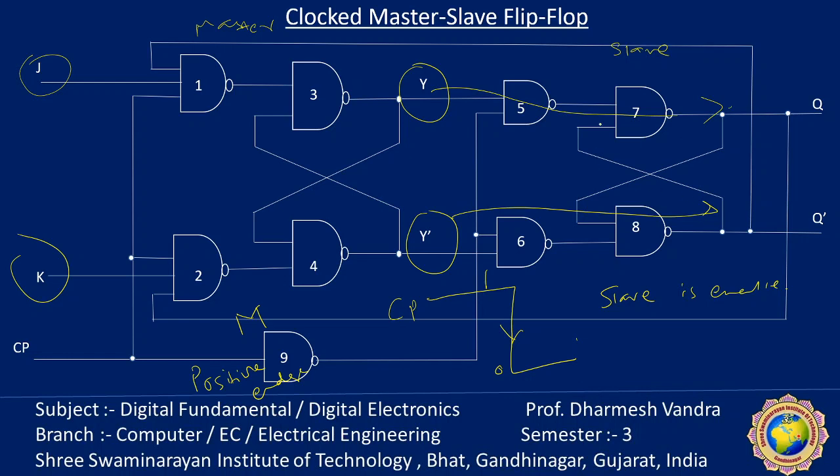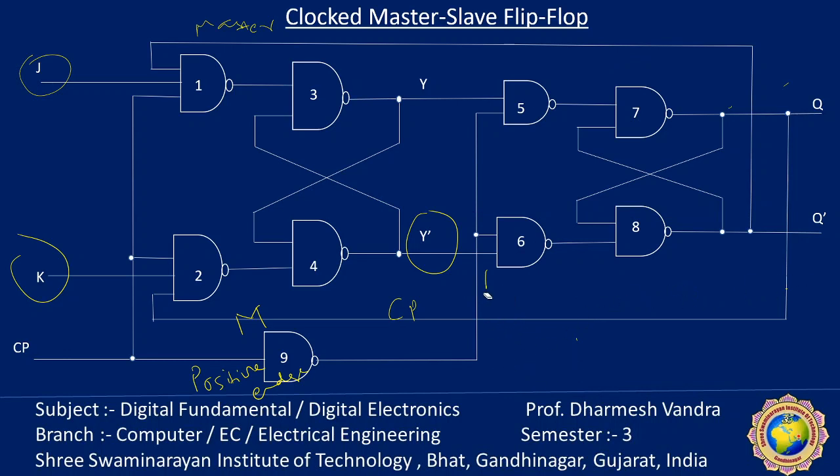Suppose J is equal to 1, K equal to 0, Q changes to 1. Else if J equal to 0 and K equal to 1, y is 0, y dash is 1, and the output is 0. If both are 0 0, then the output remains the same, while if both are 1 1, the output is the inverse of the previous output. In this way this circuit is working. Q and Q dash are also fed back through gates to the input side of the master to make the feedback from the output to the input.